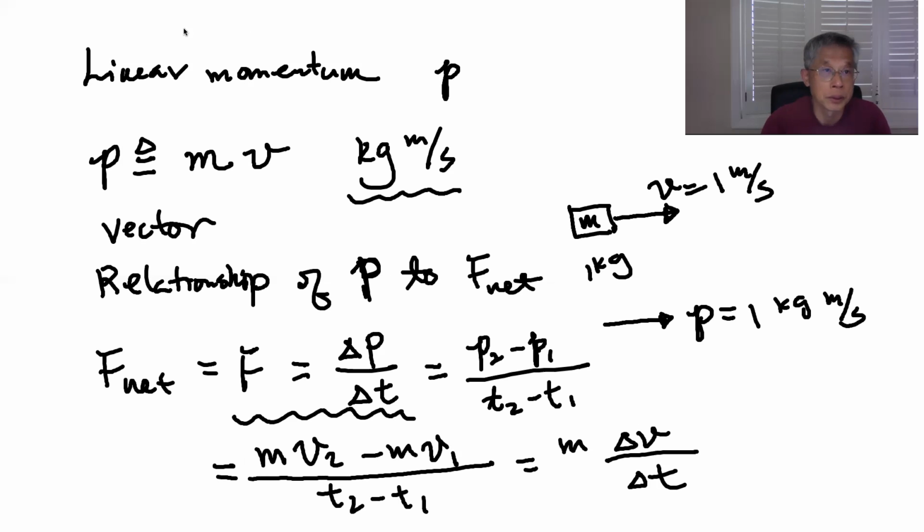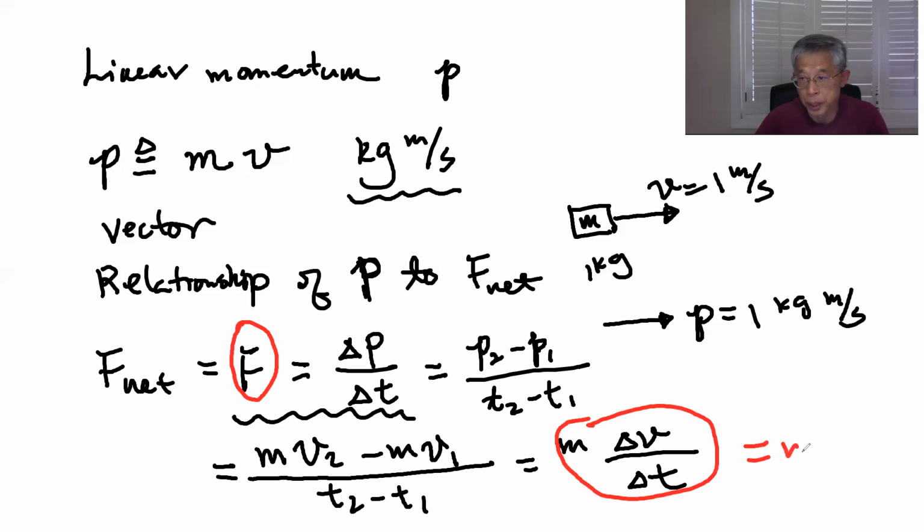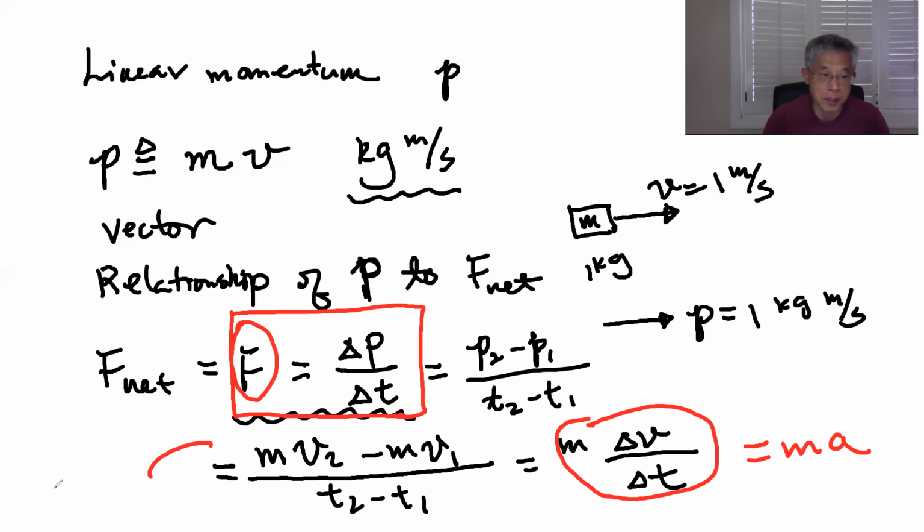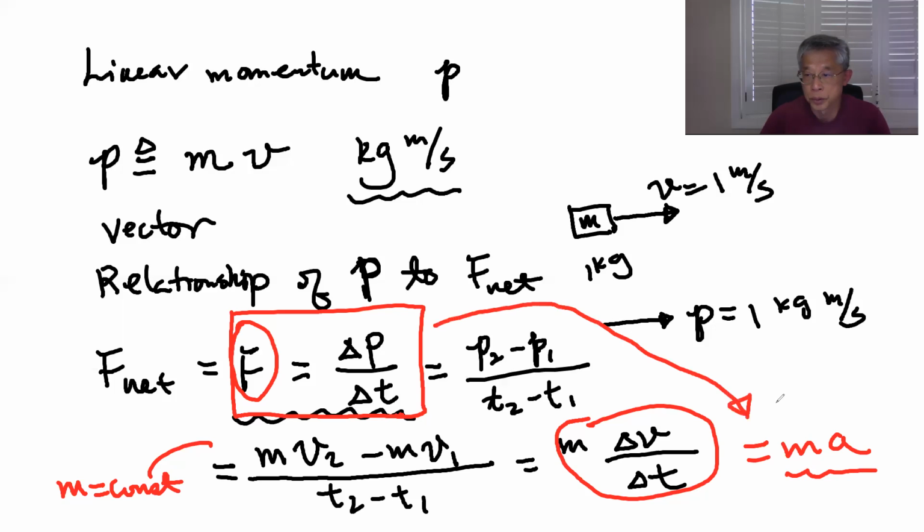I'm going to change in color here to make it a little more clear. So we have found the F, it's equal to m delta V over delta T. And that's equal to m a, you see? Okay, so this definition, if you expand it out, when the mass is constant, which is normally true, then it actually becomes Newton's second law. Okay, so this gets us back to Newton's second law.